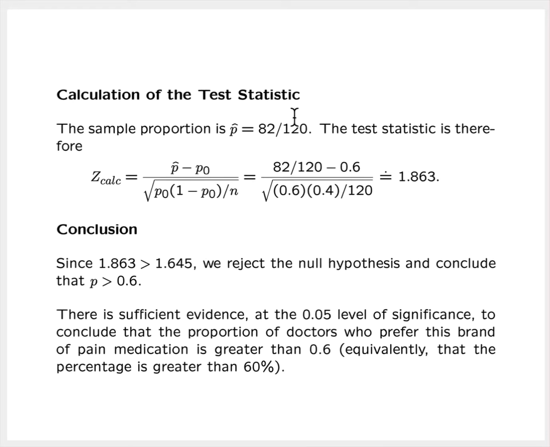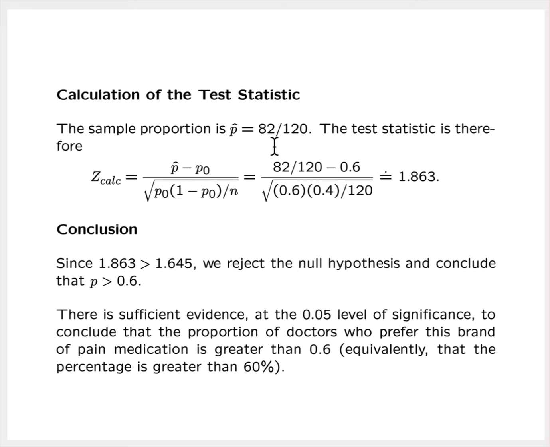Now, the sample proportion, the proportion of doctors in the sample who prefer this particular brand of pain medication, is 82 over 120. And so the test statistic is therefore z-calc equal to p hat minus p0 over the standard error of p hat if the null hypothesis is true. And so if that's the case, then the standard error of p hat would be equal to the square root of p naught times 1 minus p naught over n.